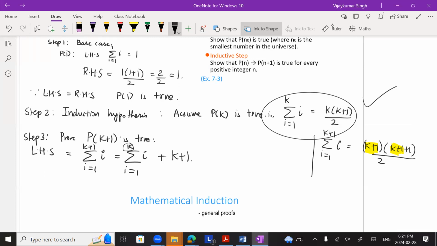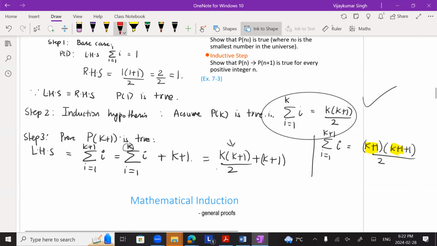Now this part is going to be replaced. The summation of i going from 1 to k of i is going to be replaced by k into (k plus 1) divided by 2, plus k plus 1. This is because of what?